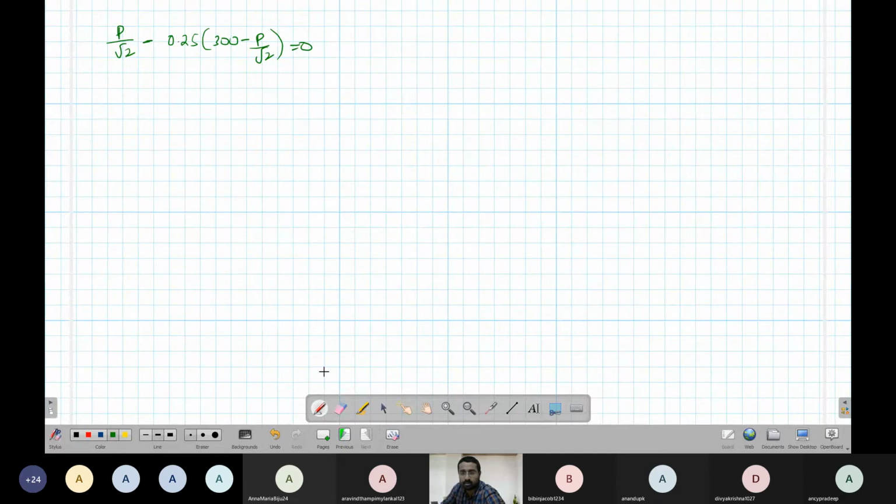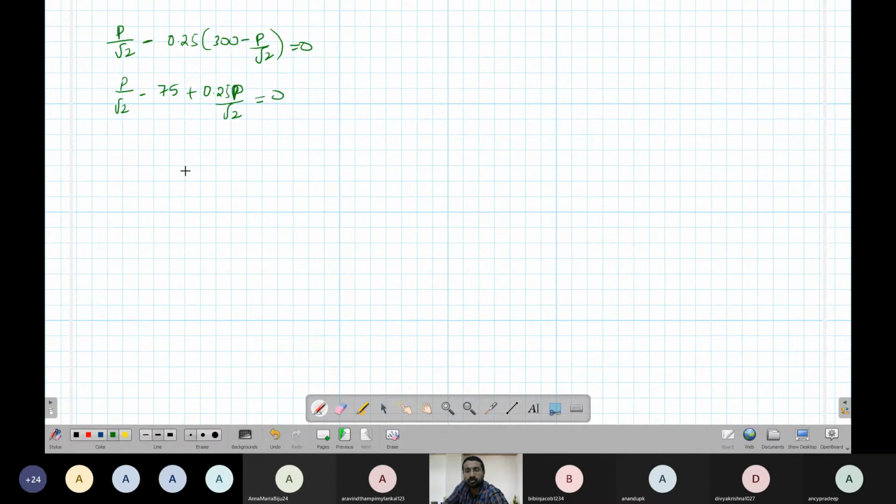Simple maths, hope it is clear to you. So P by root 2 minus 75, so 0.25 into minus 75 plus 0.25 P by root 2 equal to 0. So minus 0.25 into minus P by root 2 is plus 0.25 P by root 2.